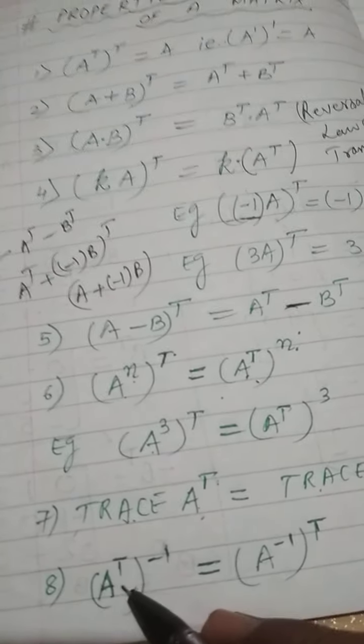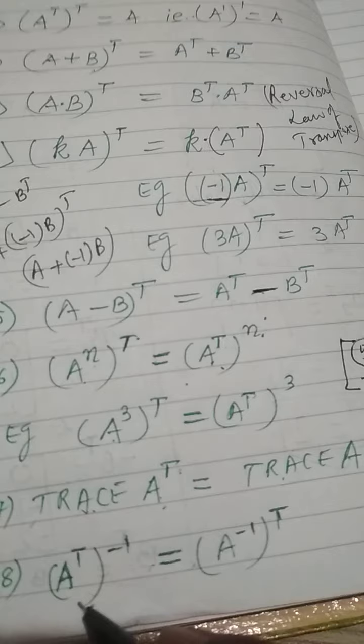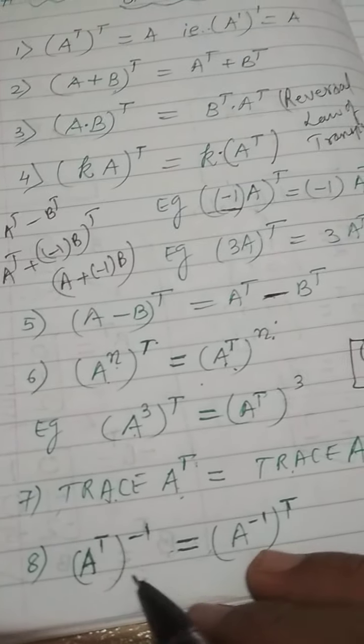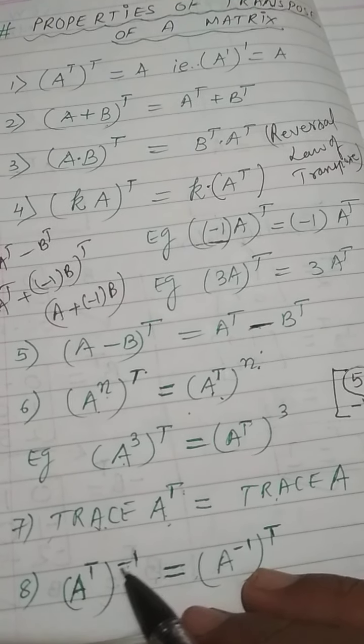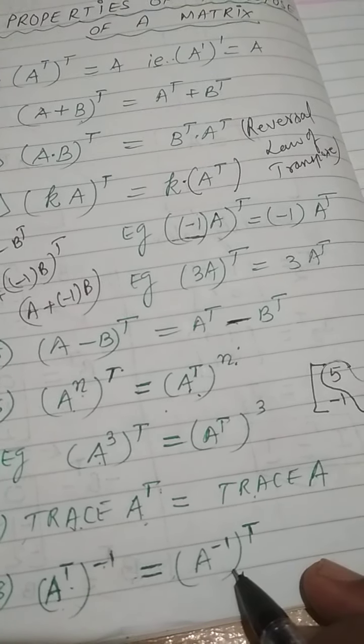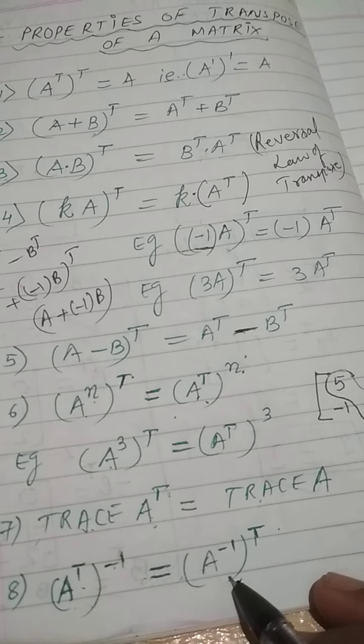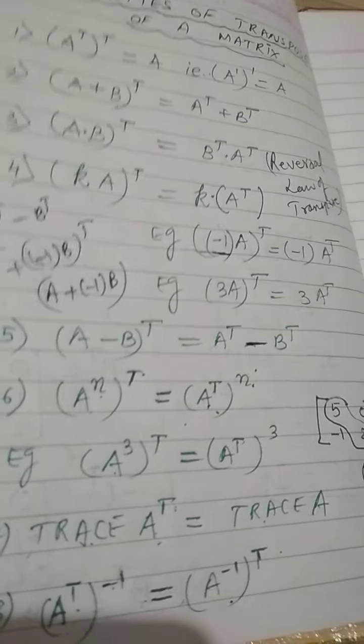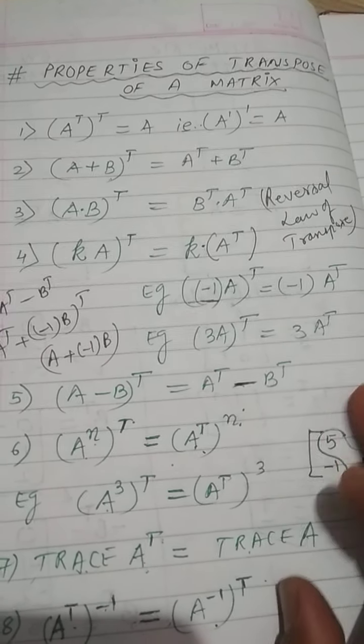Now, the eighth property is a little new for you because we have not introduced invertible matrices, but still you note this. It says that the inverse of A transpose is the same as the transpose of A inverse. Okay, so this is how I have introduced the properties of transpose of a matrix.